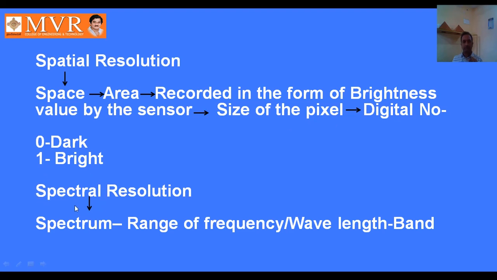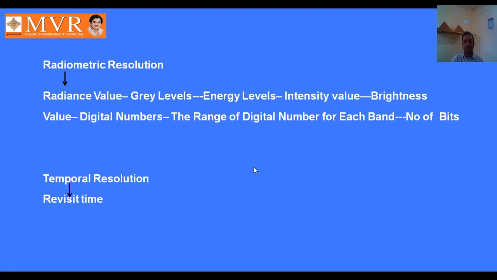Spectral resolution: spectrum means a range of frequency or wavelength. A range of frequency means a band. A band is nothing but a range of frequency. So, spatial resolution is the size of the pixel, and spectral resolution is the range of the frequency or wavelength, or band.